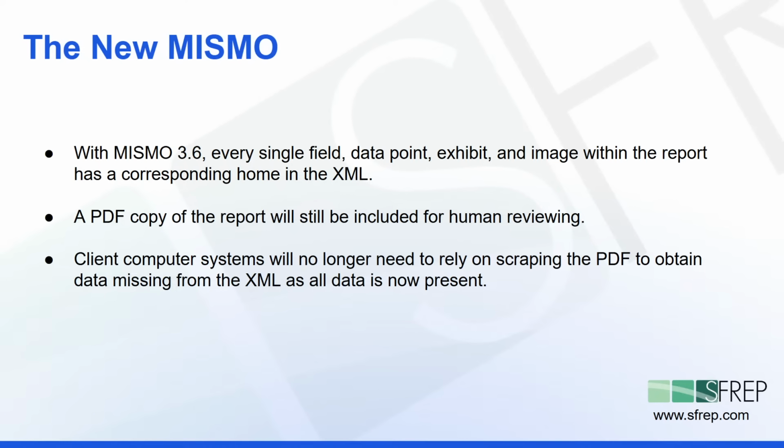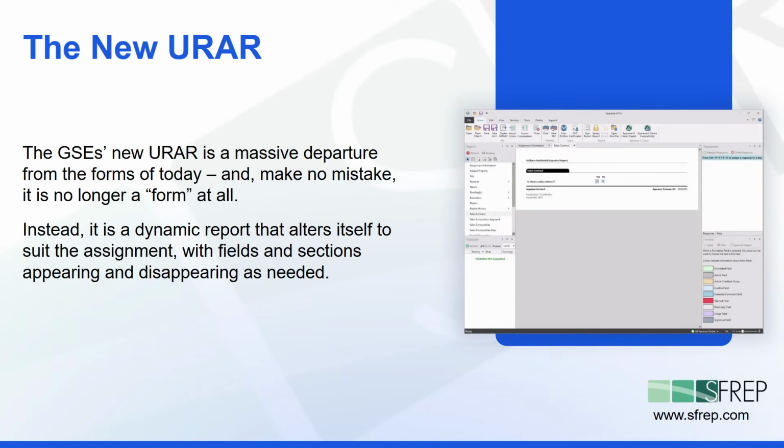Now, a lot of people worry that the reason the GSEs are doing this is to build up a database and train AI to get rid of appraisers. That's not the case. I get where you're coming from on that. Really, this is all about efficiency so that they can review these reports automatically without having humans sit there and read through things, gumming up the works and making things go slower. Or so they say.